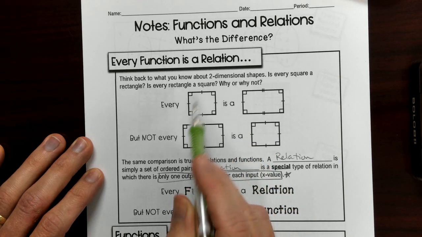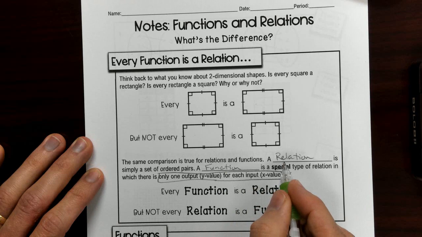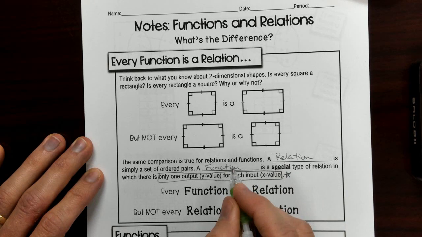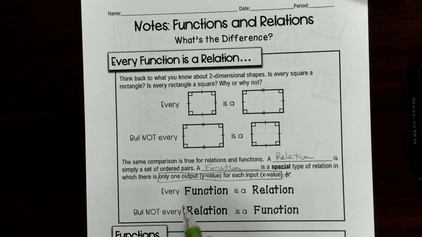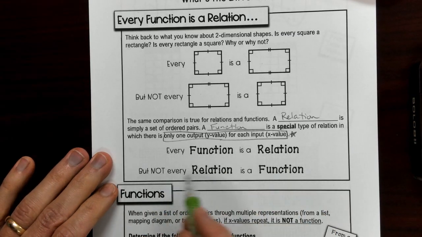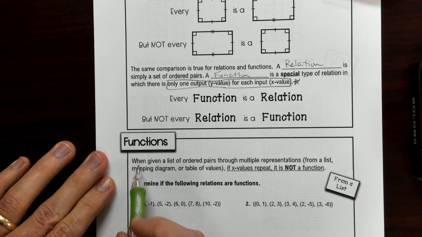That's what I was getting at here. Every function is a relation, but not every relation is a function, which we looked at some examples of yesterday, and we'll look at some more examples today of non-functions. I've got it written for you: every function is a relation, but not every relation is a function. So let's look at some functions.